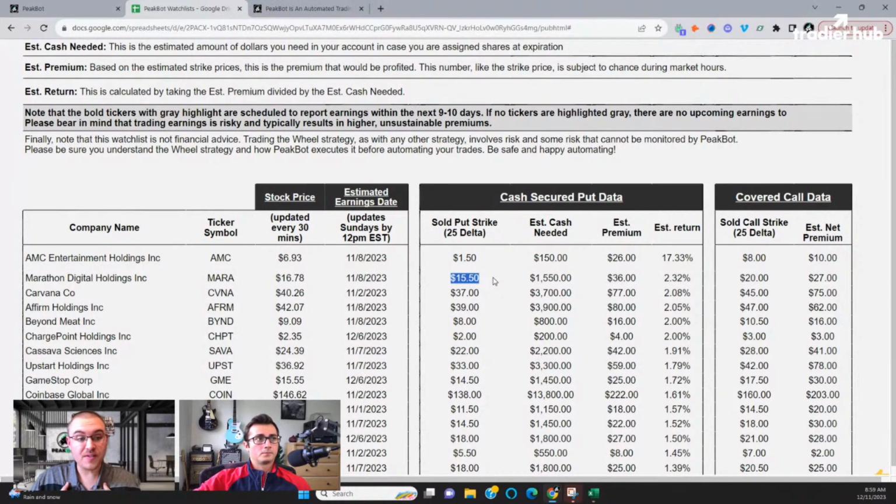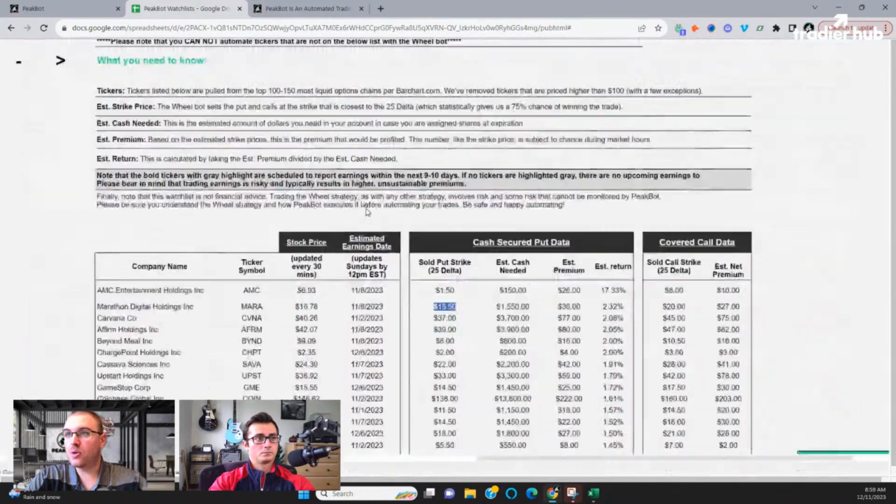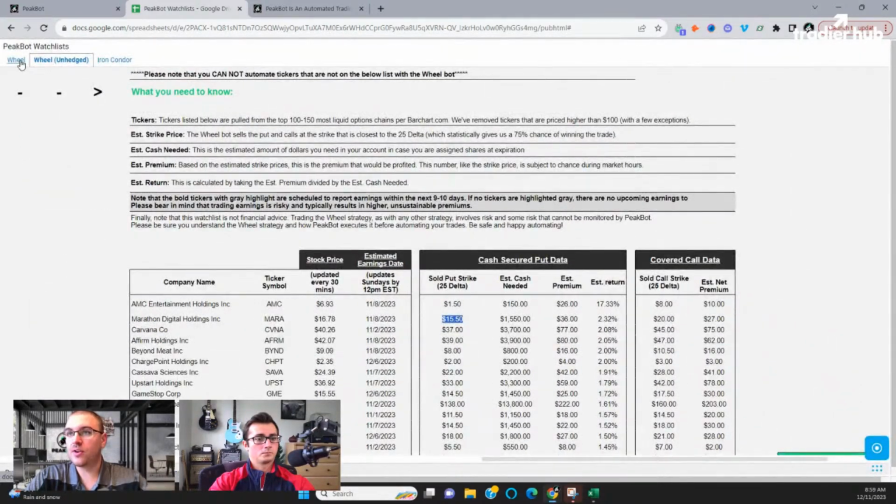Now we're going to own them at 15.50, but let's say it dropped all the way to 10. Now we have a $550 unrealized loss in our account, right? The stock is trading at 10, we own it at 15.50. That's $5.50 in the hole per share times 100 shares. So yes, you're gaining a faster premium here. You're making $36 on it, as opposed to this version of it.